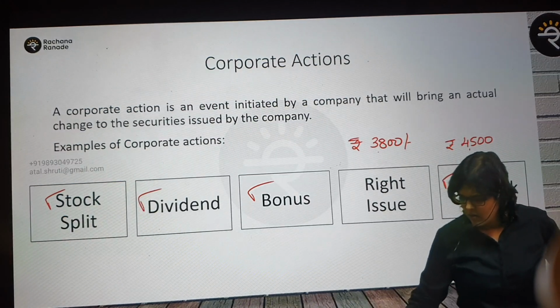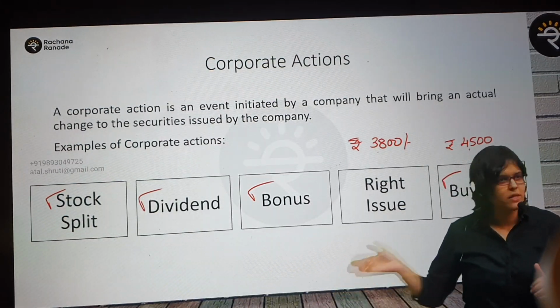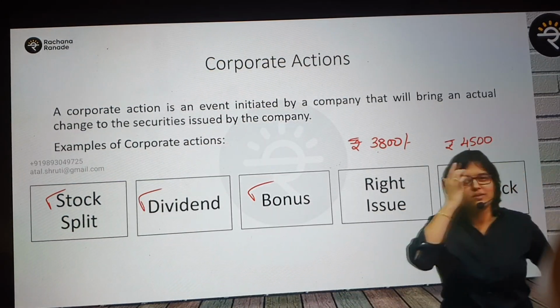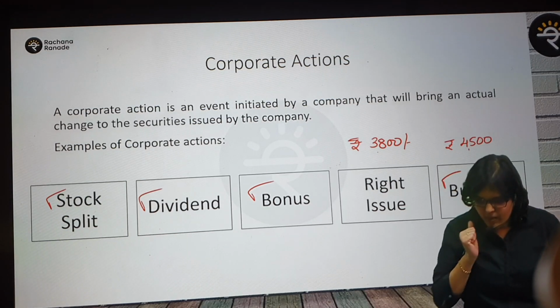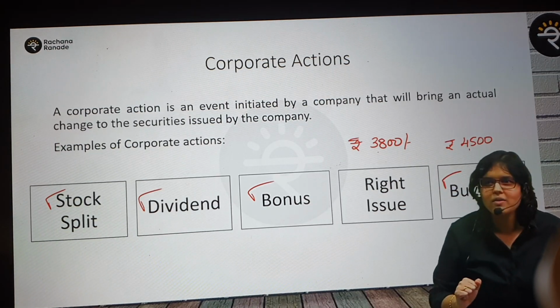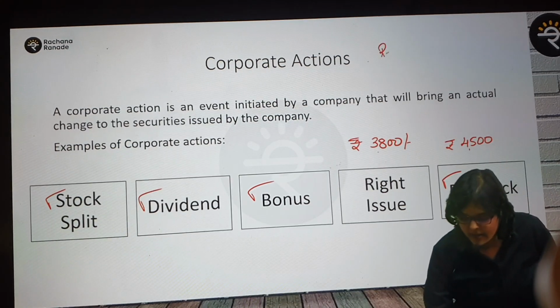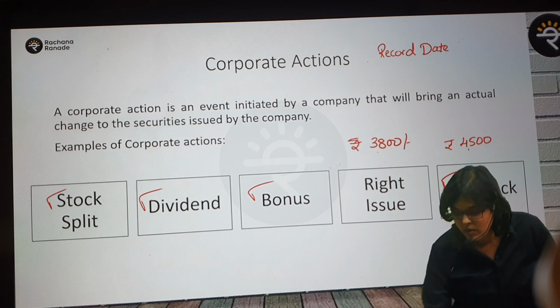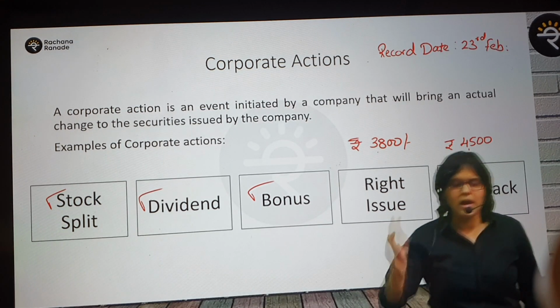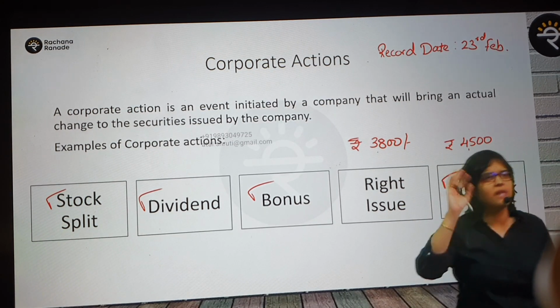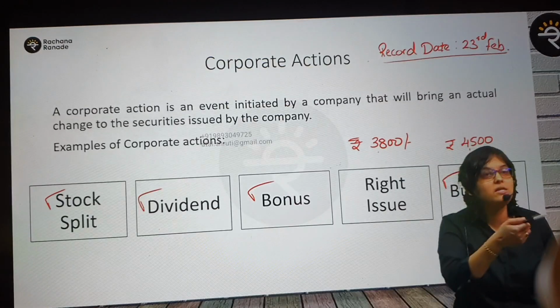Today is 27th February. 23rd February was the cutoff. That was the record date. Now the moment you say, oh my God, there's a big profit-making opportunity, 700 rupees profit, can I buy tomorrow? No. Why? The record date that the company had mentioned was 23rd February. It means that if a person has TCS shares on 23rd February, you are eligible to participate in this buyback.